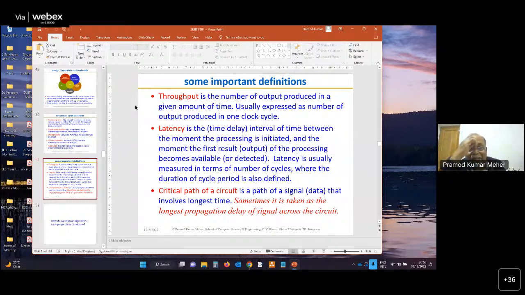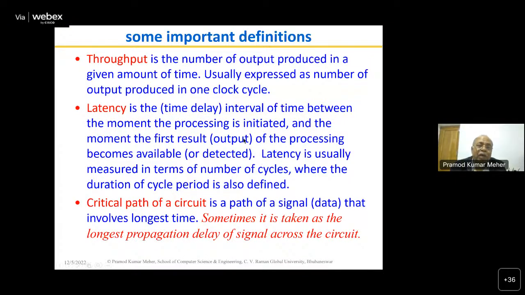Okay, then the question answer session is there. So as I told, throughput is the number of outputs produced in unit time. Your unit time may be a nanosecond or maybe one clock period. So people express it in different ways. Generally, it is the number of outputs produced in one clock cycle. And latency is the initial delay, that is, the time required to get the first output.